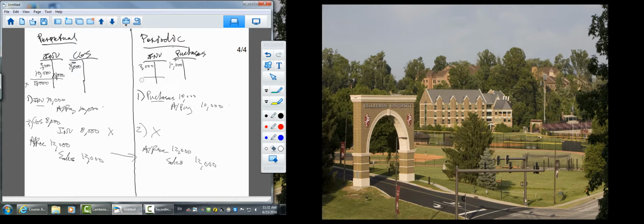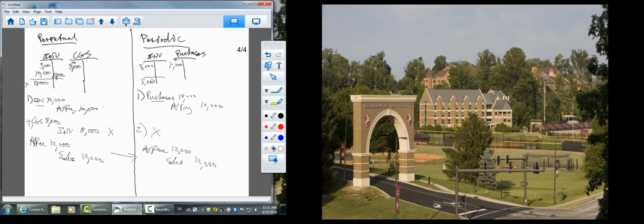So assuming the count is 5,000, let's look at what that entry would need to be. Again, here's what I've got for perpetual, and for periodic. I want to do cost of goods sold. How do you calculate the cost of goods sold? Now this would go on your income statement. You'd show sales less cost of goods sold is gross profit, right? How do you get your cost of goods sold?